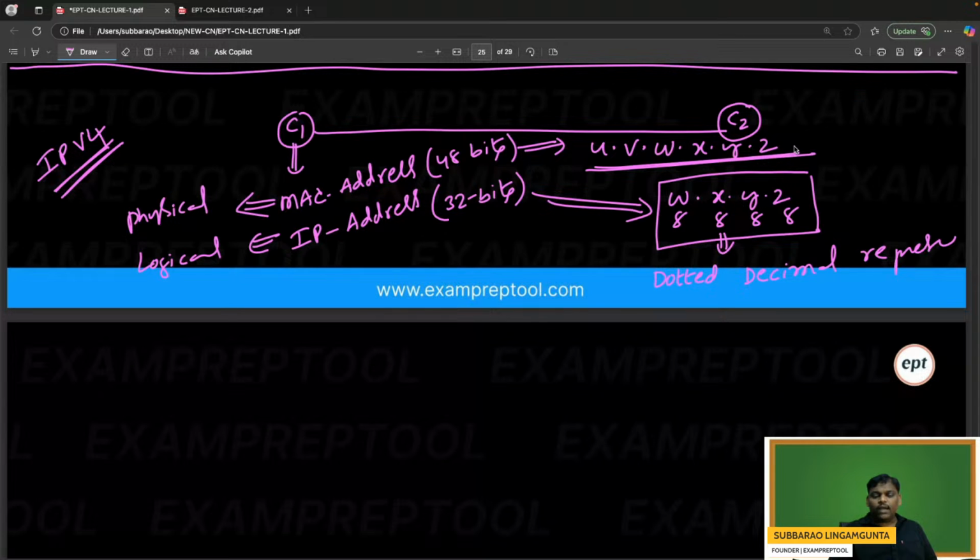MAC address will be 48 bits. I think there are 6 octets, every octet is 8 bits, 6 eights are 48. IP address is 32 bits, so 4 octets, 4 eights are 32, in the dotted decimal representation. I hope until now everyone is fine.